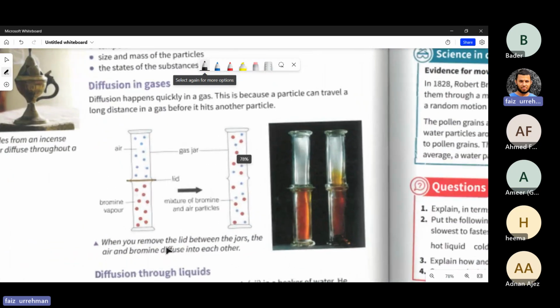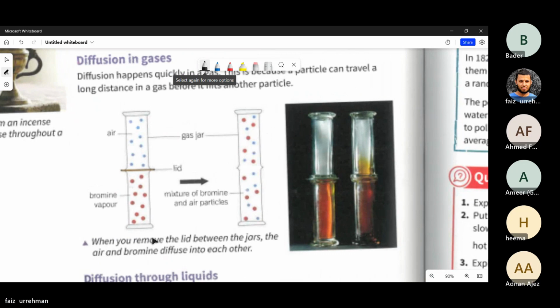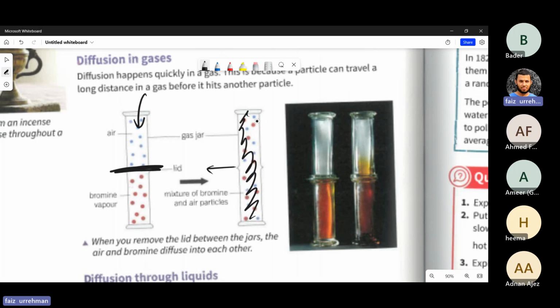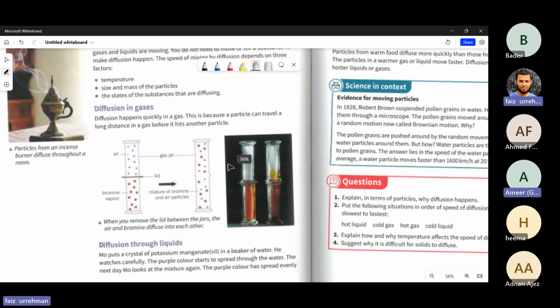Now, diffusion in gases. One example is given: there is air, and there are two containers separated by a lid. On top you have normal air and on the bottom you have bromine vapor. When you remove the lid, what happens? The whole thing becomes a mixture of bromine and air particles. They get mixed. Are you using a spoon to stir it? No, they diffuse automatically. This was diffusion in gases.